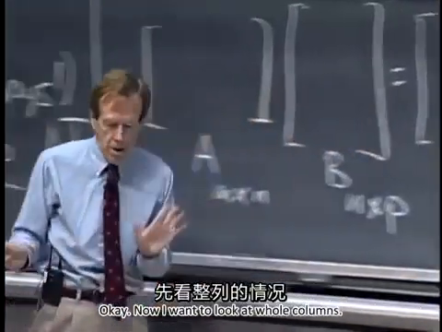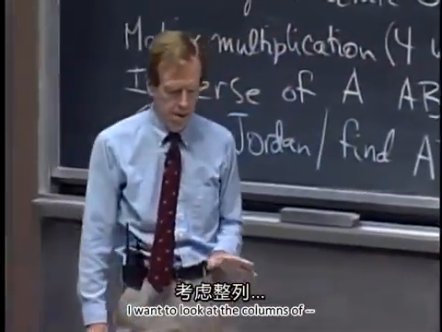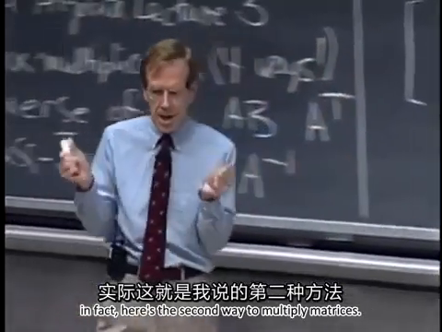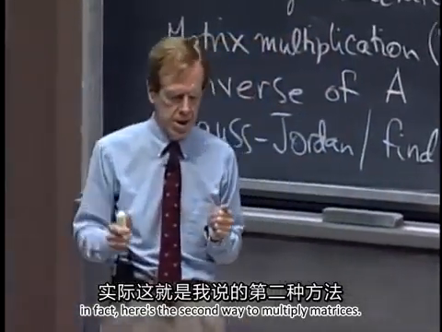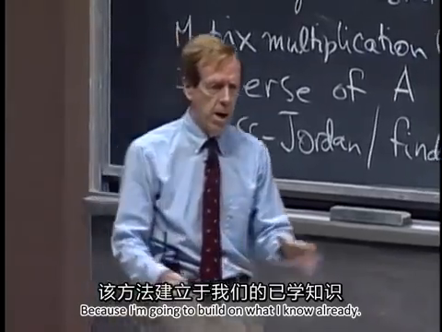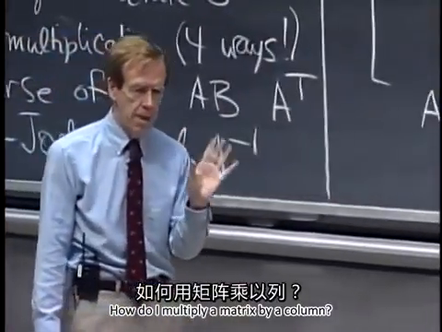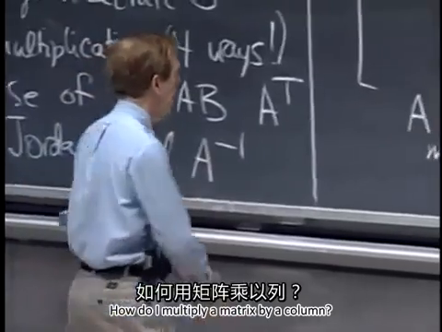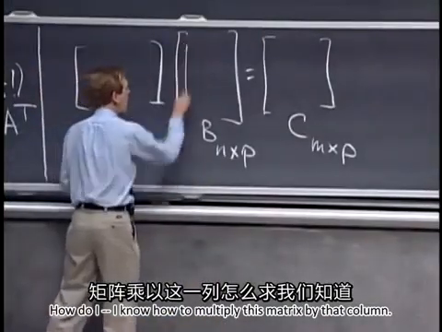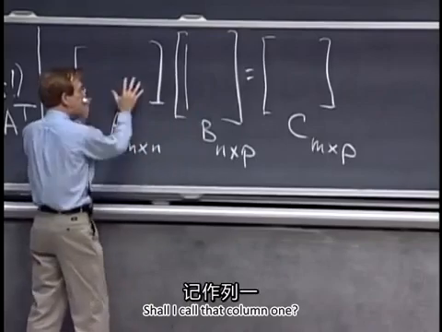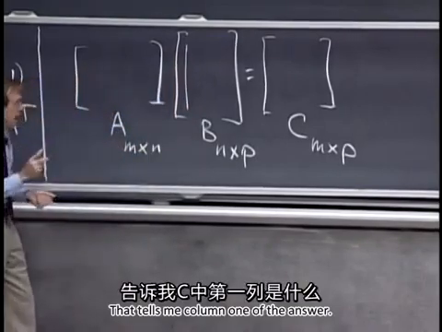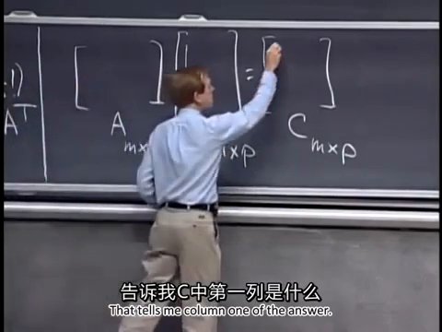Okay, now I want to look at whole columns. I want to look at the columns of, in fact, here's the second way to multiply matrices. Because I'm going to build on what I know already. How do I multiply a matrix by a column? How do I know how to multiply this matrix by that column. Shall I call that column 1? That tells me column 1 of the answer.